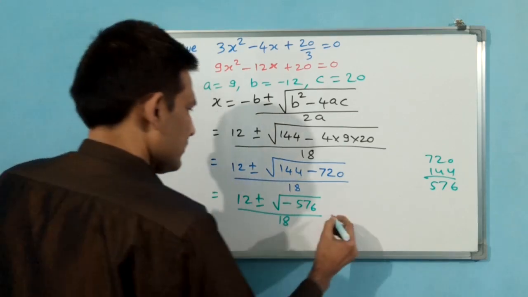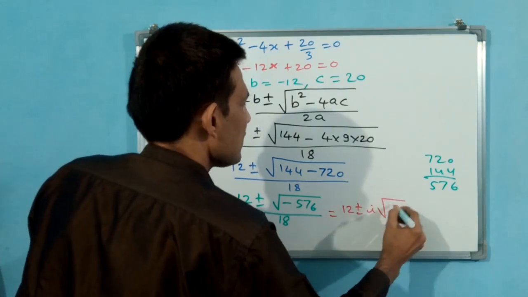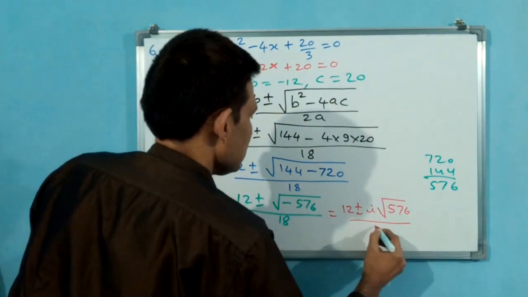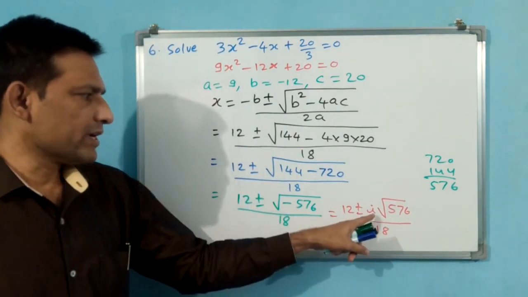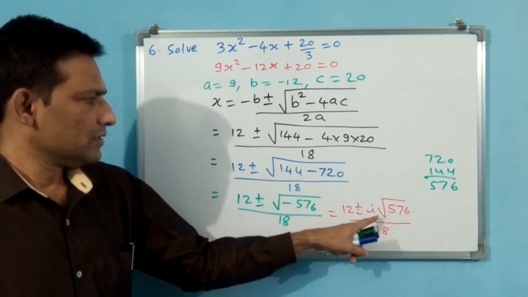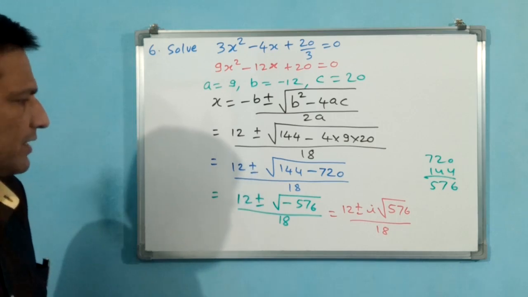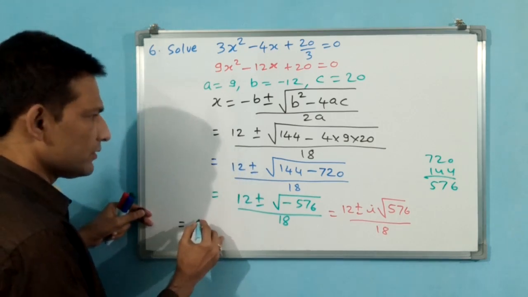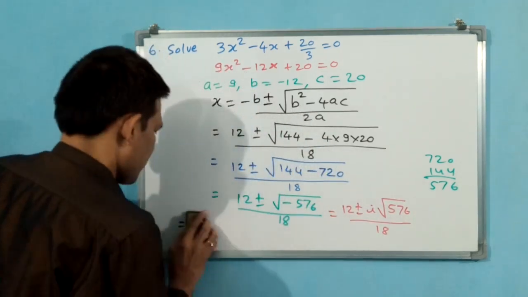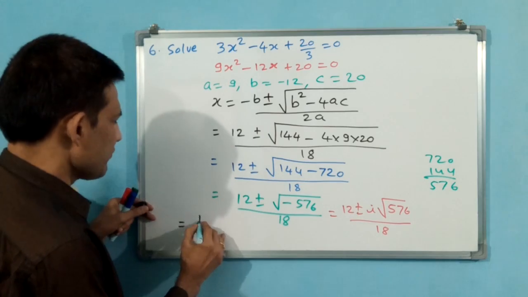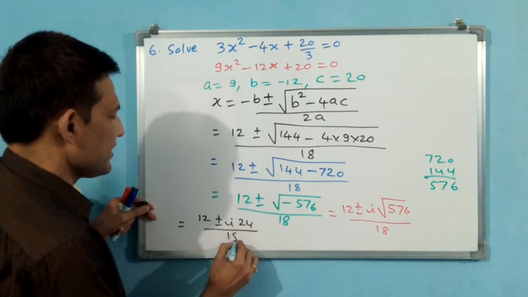576, how can you write? You can write like this: 12 plus or minus i square root of 576 by 18. Is it correct? Why? Because minus is there, I have taken i out. Then 576 will be there. Now the root of 576 you can write as 24 directly. Write down, that is equal to x, 12 plus or minus i 24 by 18.